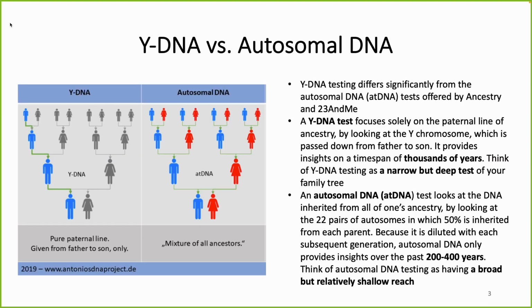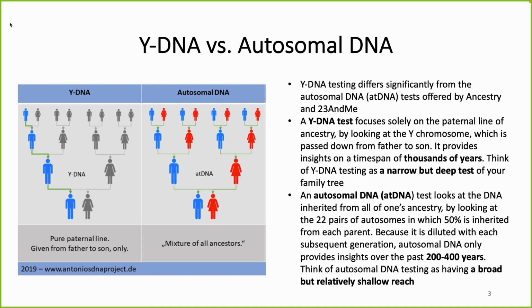I also want to spend a slide to talk about Y-DNA versus autosomal DNA. Autosomal DNA is much more common when we talk about DNA testing. So again, a Y-DNA test just focuses on the paternal line of ancestry. It looks at that Y chromosome that's passed down from father to son. What I like to say is that it provides insights on a time span of thousands of years. It's a narrow, but it's a deep test because you're looking way back into history. And you can see on the left-hand side, the blue tracing of the inheritance pattern from father to son.